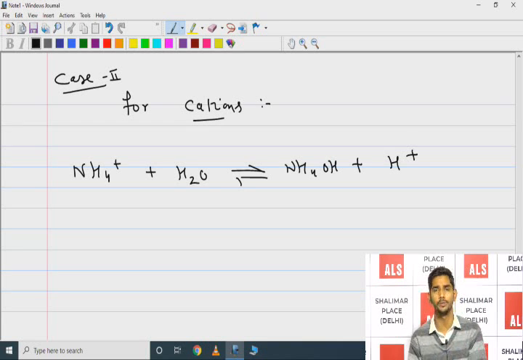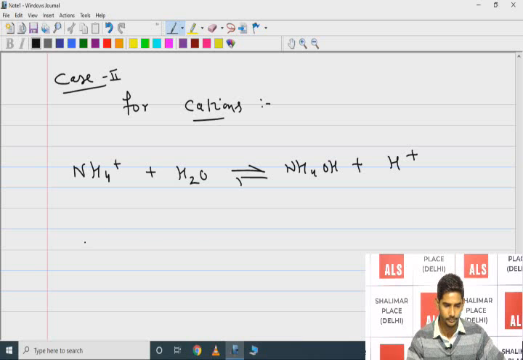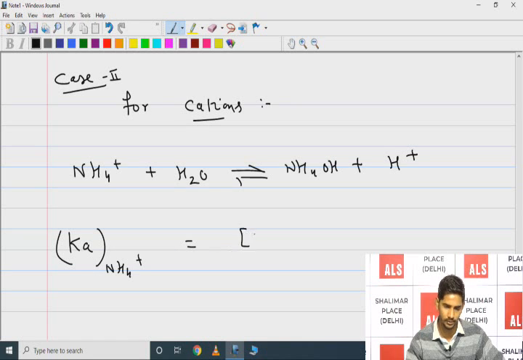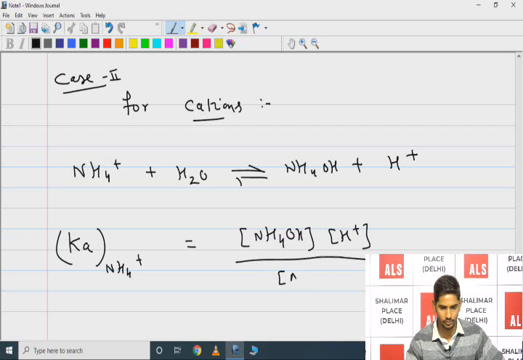So there are two possibilities of the acidic reaction. First, where we start with the acid only. Obviously that will be the acid because it can donate the H plus ions. And second, for the cations, where the cation absorbs the OH minus ions of the water and finally makes the solution acidic. Now, Ka of ammonium ion would be what? Concentration of NH4OH times H plus upon concentration of NH4 positive.